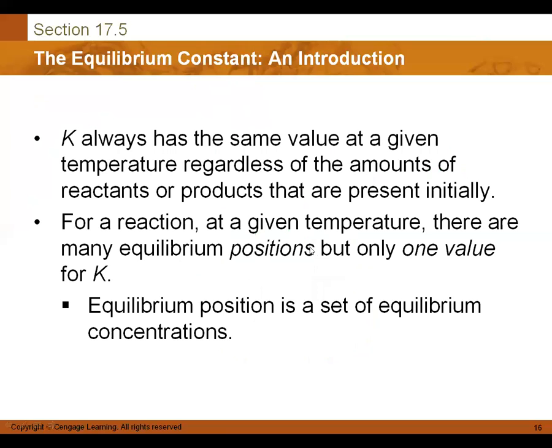Now, as I mentioned, K always has the same value at a given temperature, regardless of the amount of reactants or products that are initially present. And that is something sometimes people have a very hard time comprehending. But as long as you keep the temperature constant, no matter how much you start with in terms of your reactants or products, it will always come to equilibrium with the same ratio of products to reactants. If you do change the temperature, the K value will change.